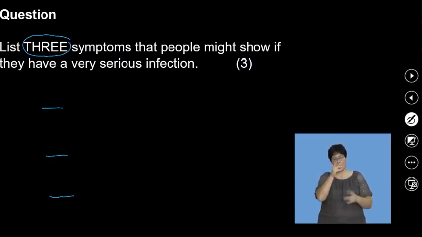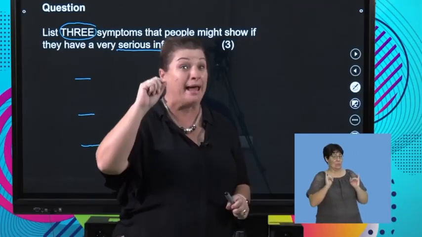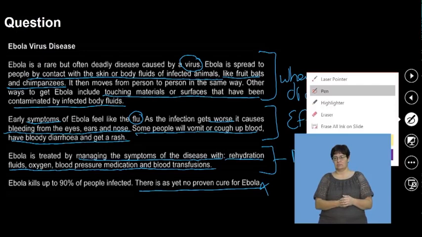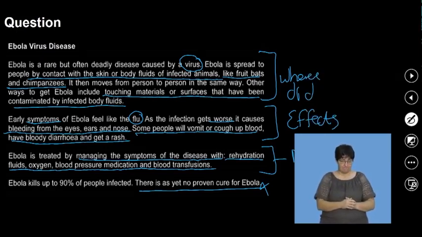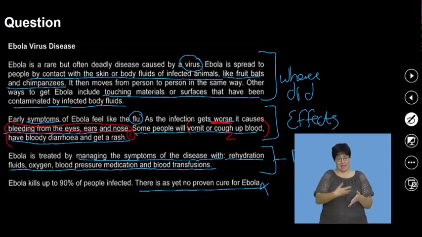List 3 symptoms that people might show if they have a very serious infection. So it's telling me I must go and look at what happens in the worst case scenario. So I'm going to go back to our piece over here. Now I'm going to change the color because this is the answer I want. Look here. As the infection gets worse, it causes bleeding from the eyes, ears, and nose. 1. Vomit, cough, blood. 2. And have bloody diarrhea. 3. And get a rash. 4.